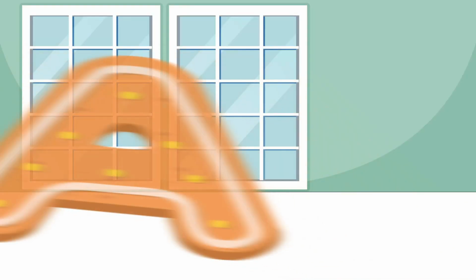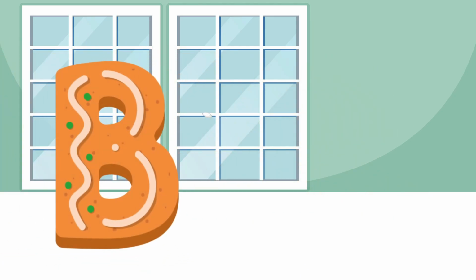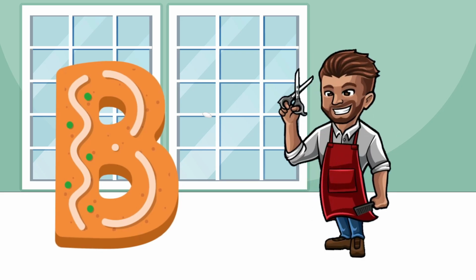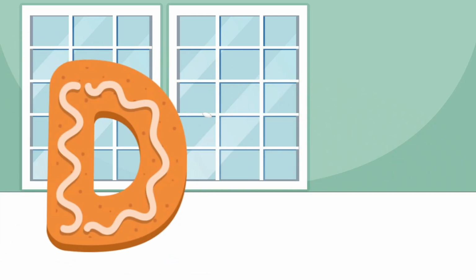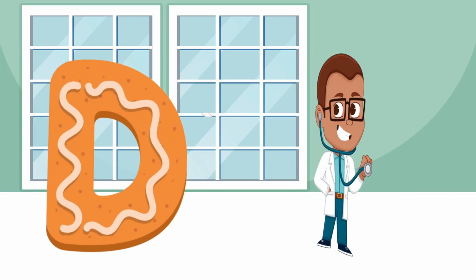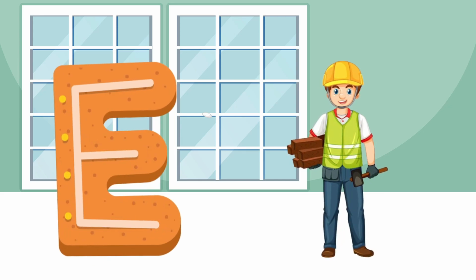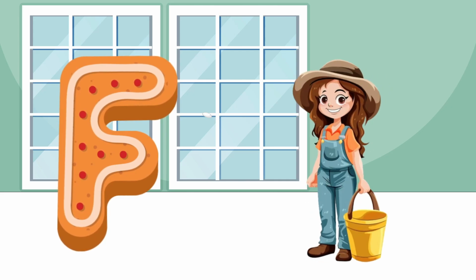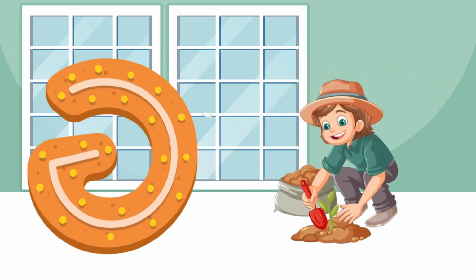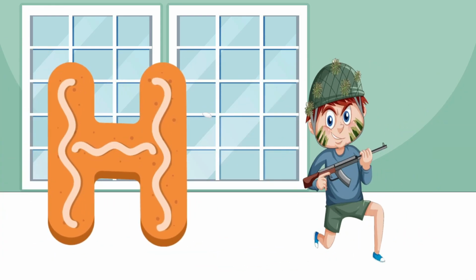A is for actor, B is for barber, C is for chef, D is for doctor, E is for engineer, F is for farmer, G is for gardener, H is for hunter.